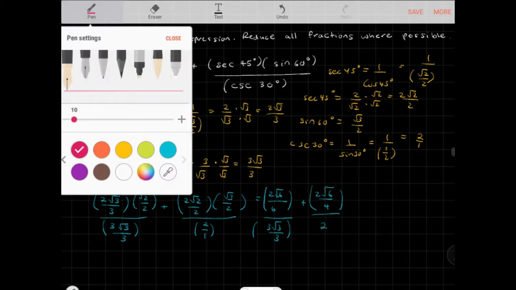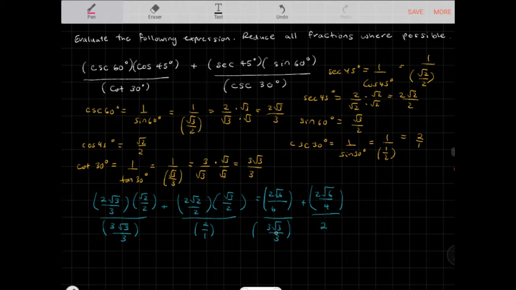Okay, let's simplify this. Let's do this using a different color here. If I simplify this, I'm going to take a look at these two. 2 square root 6 over 6 times, because I'm dividing these two, I'm multiplying the reciprocal, 3 over 3 square root 3, right? And you can notice here that you get 6, 2 times 3 is 6, divided by 6 is 1. So you basically get square root 6 over 3 square root 3. And what we could do here is multiply by square root 3 to simplify this. And we get square root 18 over 9.